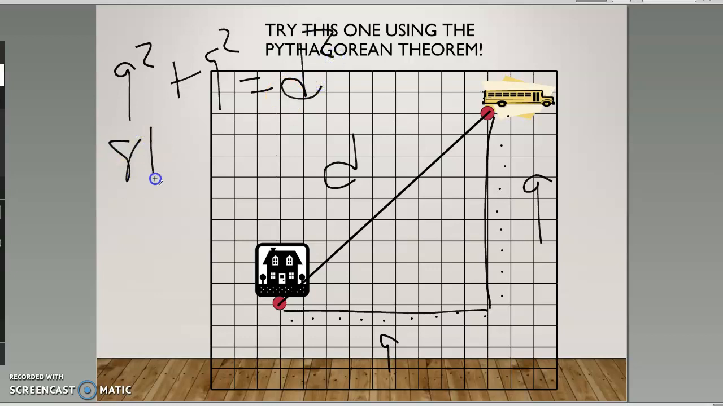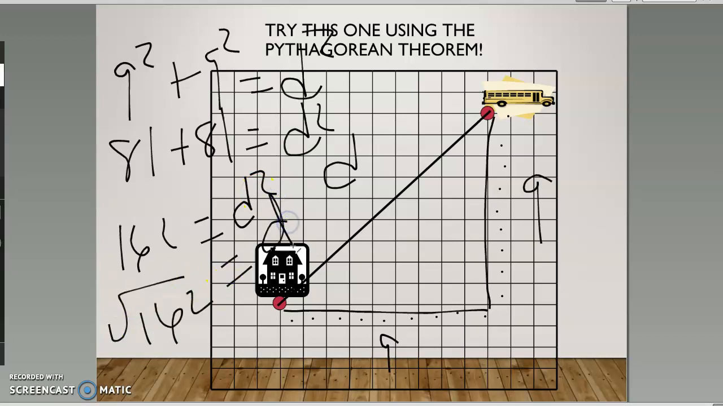And I get 81 plus 81, so that gives me 162 equals D squared. And that's going to give me D, and I get 12.73. Here's my distance between the school bus and this house: 12.73 units. And I hope that this helps.